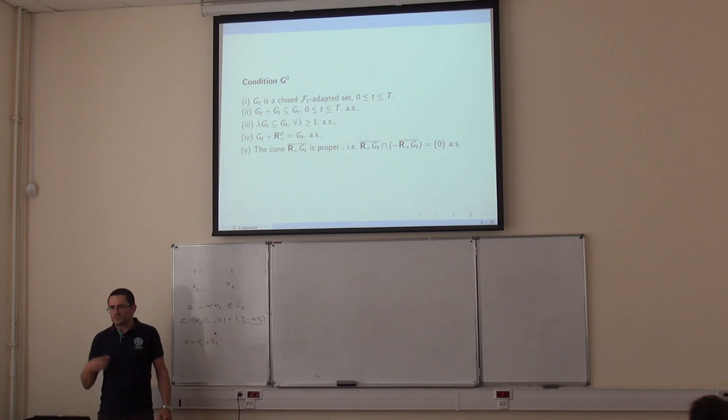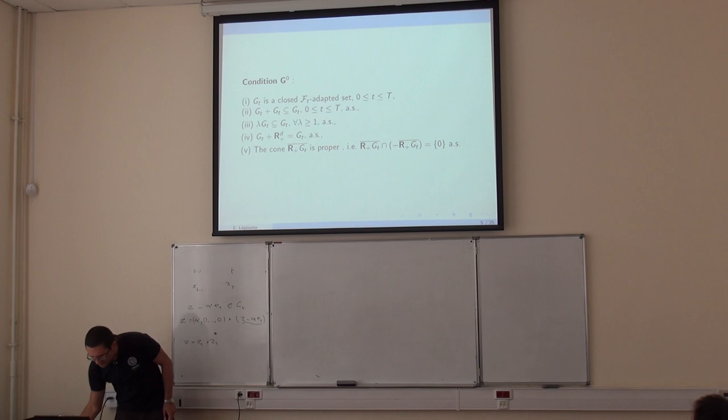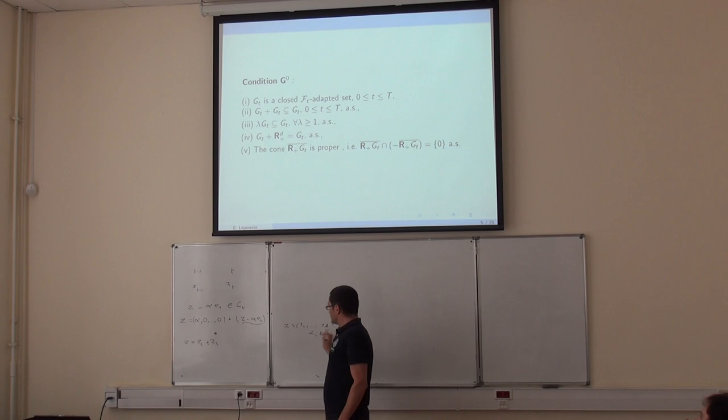I'm sorry, notations. Plus G_t, what does that mean? R plus to the power d is a multidimensional space of vectors. This is the set of all x equals (x_1, ..., x_d), where x_i belongs to R, and the plus means that all the components are positive.